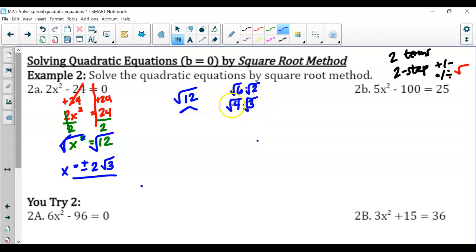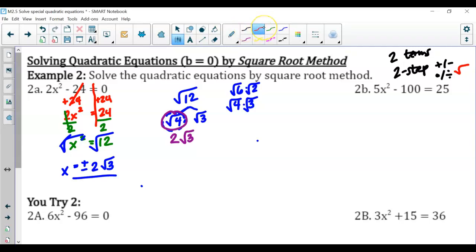Now, are either of these a perfect square? Yes, the square root of 4. So I'm going to use the square root of 4 times the square root of 3. Because what is the square root of 4? 2. So 2, then bring down radical 3. That's how you can get that simplified form here. Or you can do prime factorization.